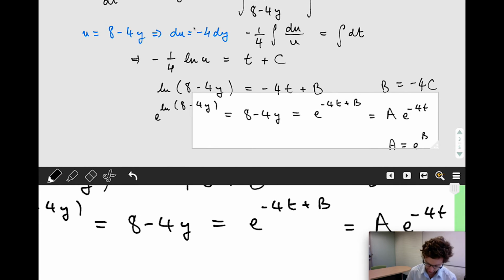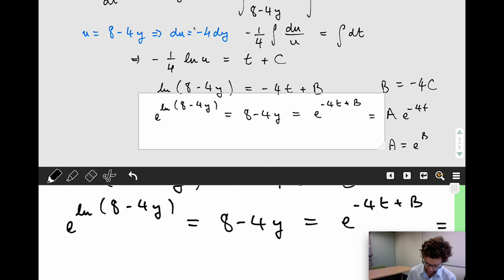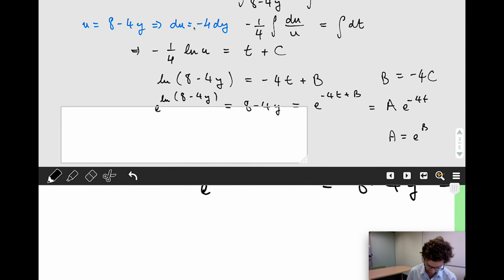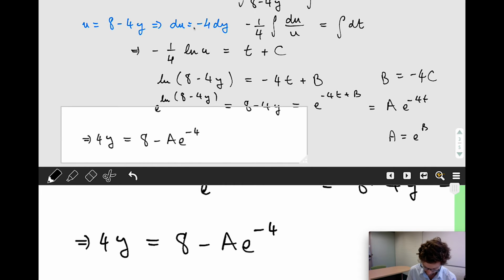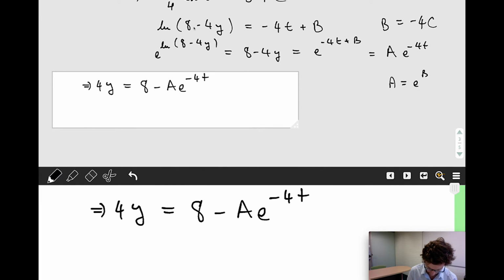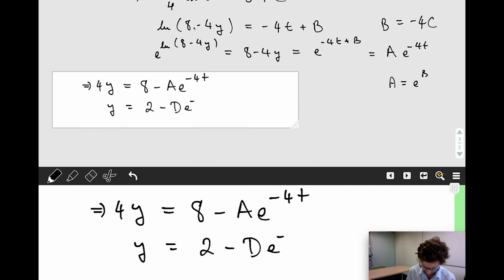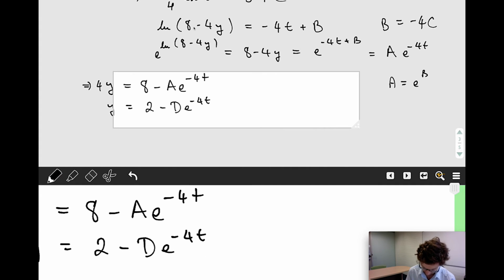So now I can solve this equation by rewriting this term here as a solution for y. So y, let's see, 4y is equal to 8 minus a e to the minus 4t, or y is equal to 2 minus a over 4, or let's call that d, so d here is a over 4.